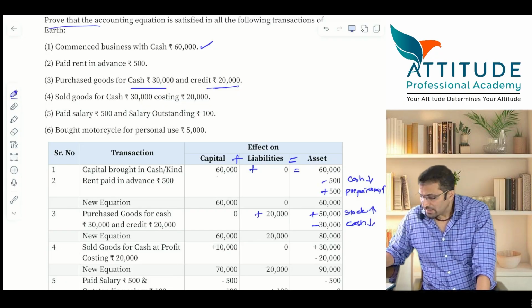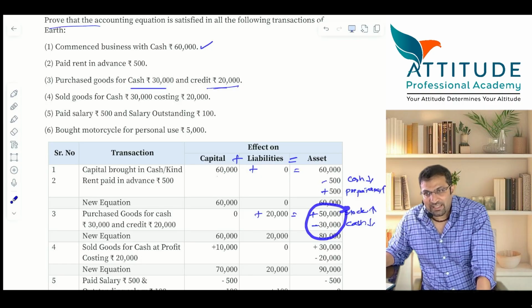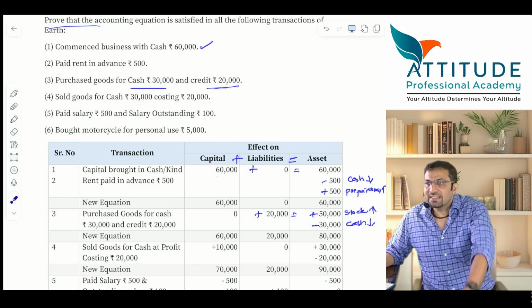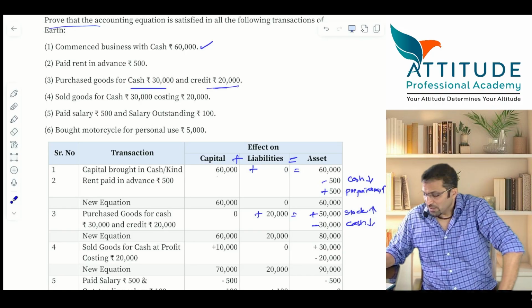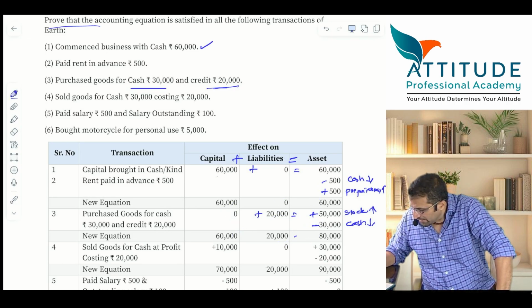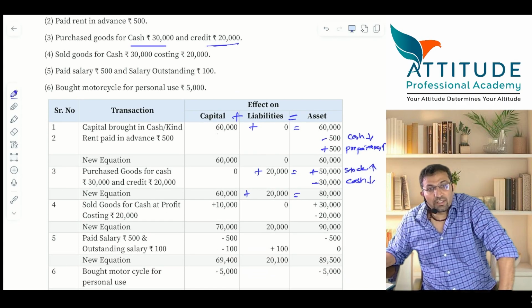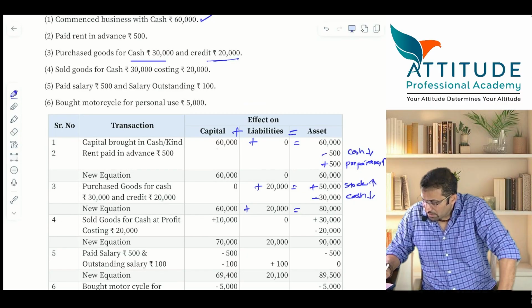Is that clear? Accounting equation still tallies. Reason is, see, this side net effect is 20. Plus 50 minus 30 is plus 20. And this side also the effect is how much? 20. Balance sheet will definitely tally. Is that clear? Any difficulty? So, total will be 60 plus 0 is 60. Then 20, 0 plus 20 is 20. Then 60 plus 50 minus 30 is how much? 80. Put an equal to sign and see, it will be equal. Yes, 60 plus 20 is equal to 80. Is that clear? Understood? Next, you tell me the next one.